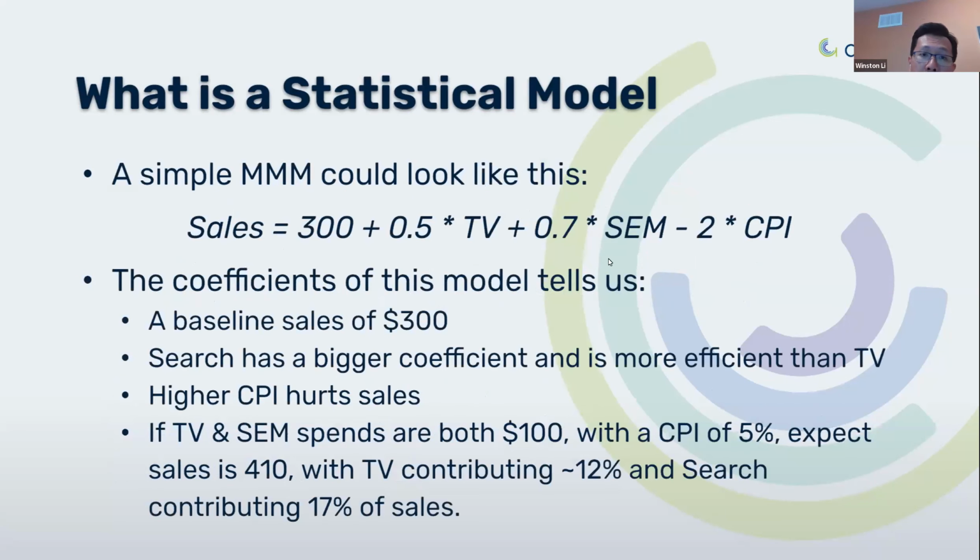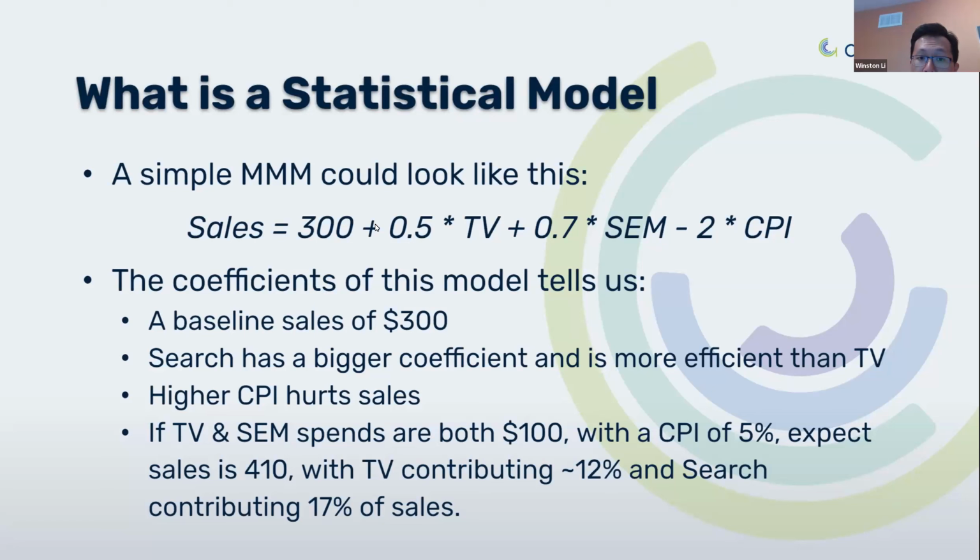So in its simplest form, that's what a model looks like. A model is simply a math equation that we've all seen in high school or in elementary school. Nothing more than something like sales equals 300 plus 0.5 times your TV spend plus 0.7 times your search spend minus 2 times your CPI, whatever other macroeconomic factors we choose to include in a model. From this equation, we can already learn a lot about the relationship between media and sales, which is what we're trying to model in this case.